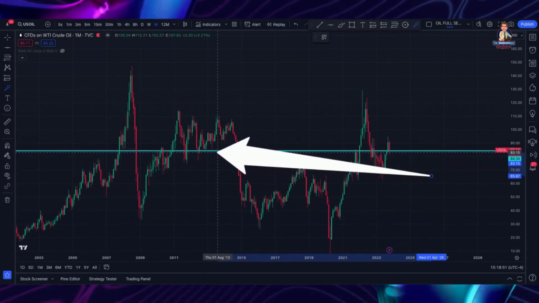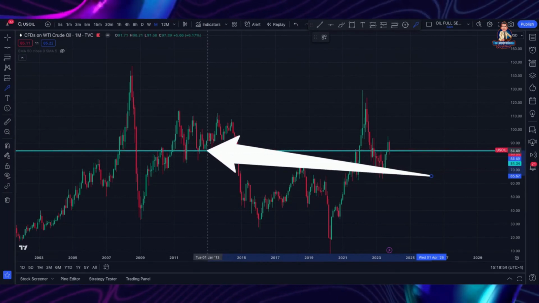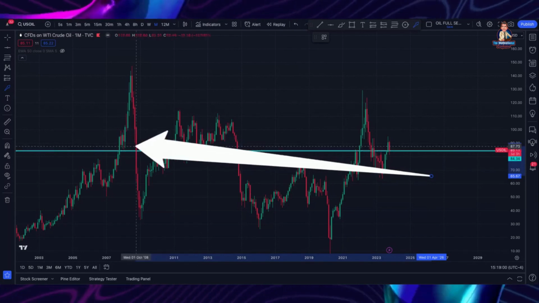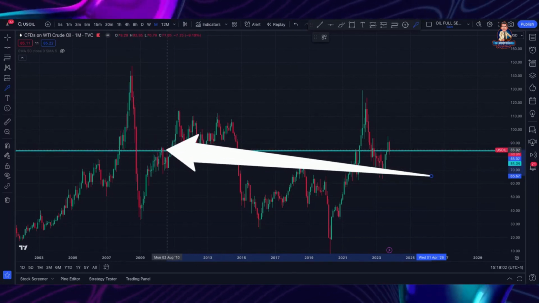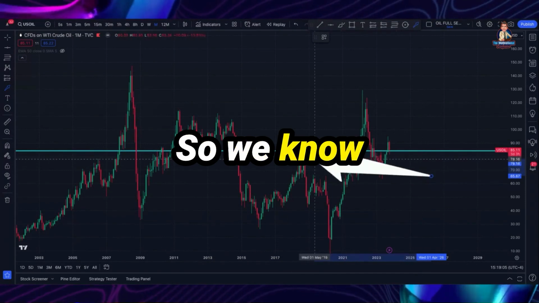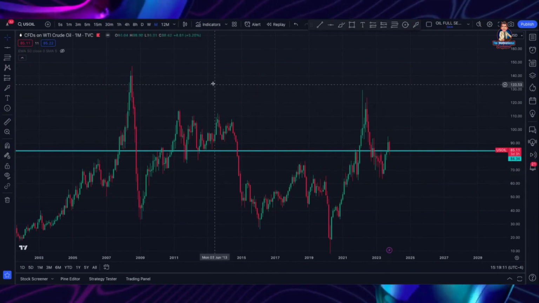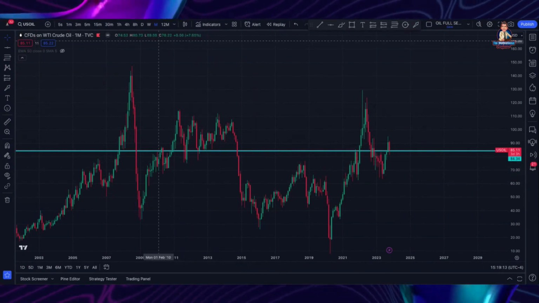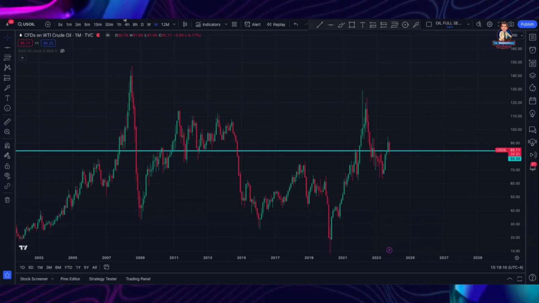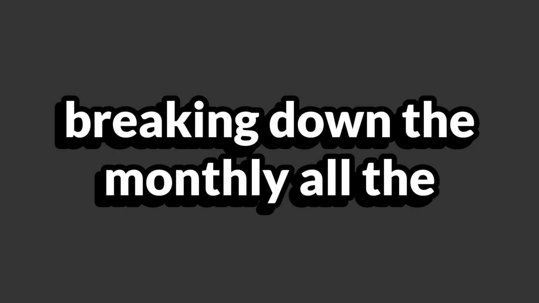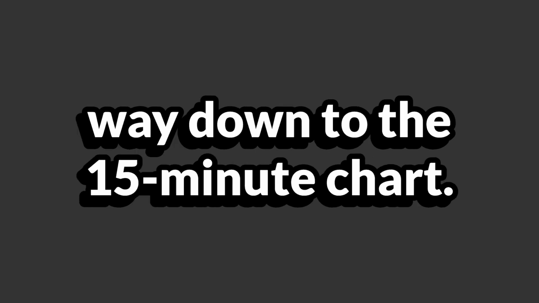If we go out way to the left, we can see previous occasions that we've come down and experienced that same rejection for an area of support, and then here we saw it for an area of resistance. So we know that this area is a very strong area that we have to look at, even though we are focusing on the monthly chart, because we always want to examine the higher time frames as we move forward. In this analysis, we're going to be breaking down the monthly all the way down to the 15-minute chart.